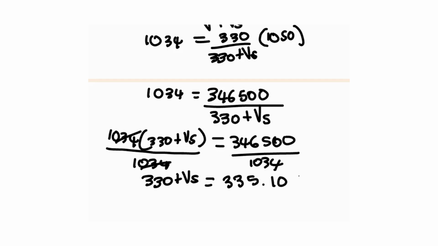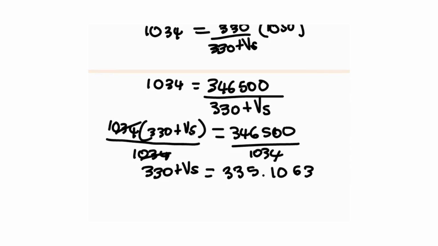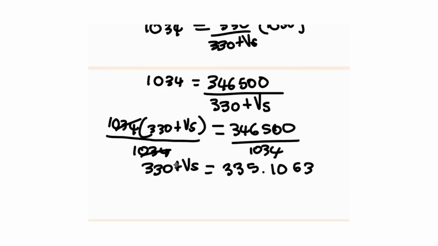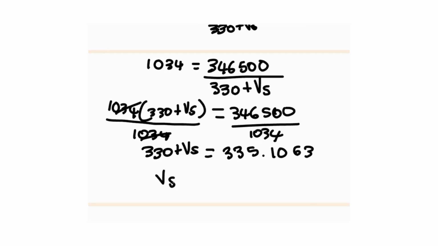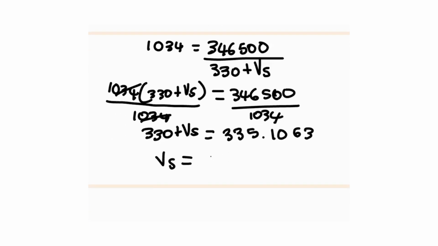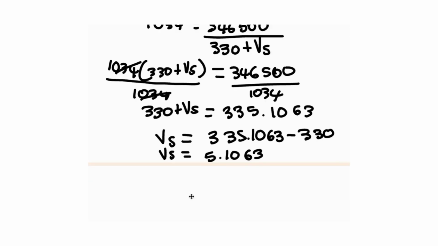335.1063, I'm going to keep 4 decimal places. Guys, remember, when you are calculating, when you haven't gotten to your final answer, you don't have to round off immediately. You can still keep some decimal places, 3 or 4, then you can round off to 2 decimal places on your final answer, just for accuracy. Minus 330, that is going to be 5.1063, which is 5.11 meters per second. That is the speed of the source.